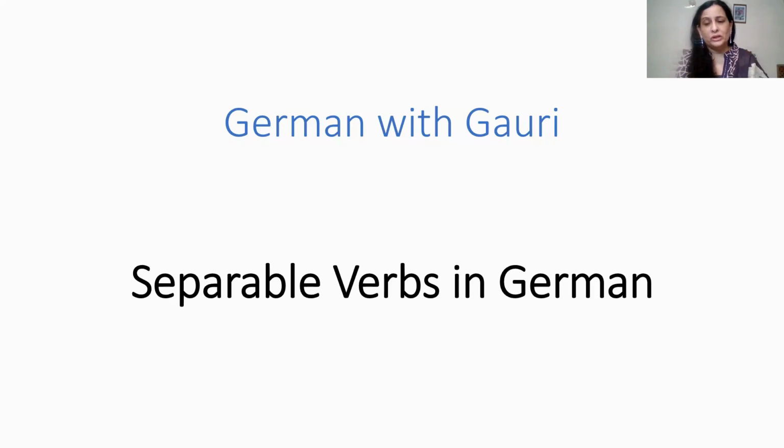Today we are seeing one very important part of German grammar, and that is separable verbs. And how to use these separable verbs in a sentence, that we are going to see here. Basically, what are the separable verbs and how to use them in a sentence? That is the topic. Now I'll share one screen with you, so you will be able to know what these separable verbs basically are, and it is a very important part of German grammar.